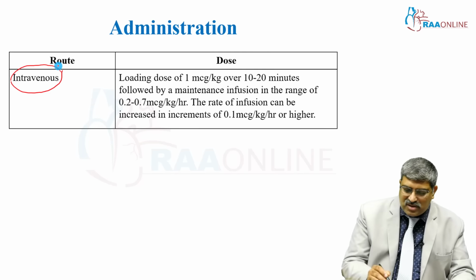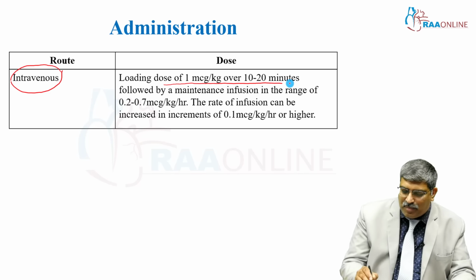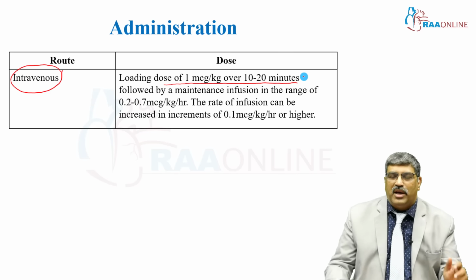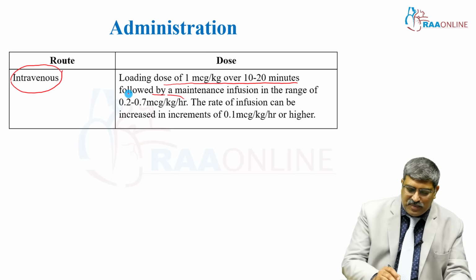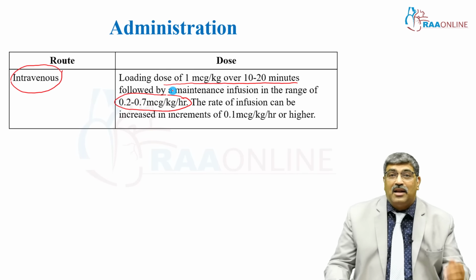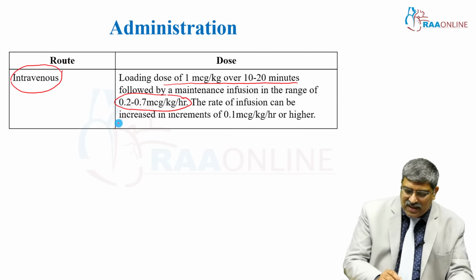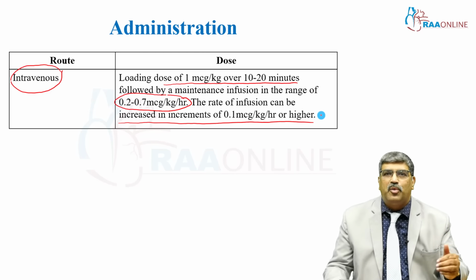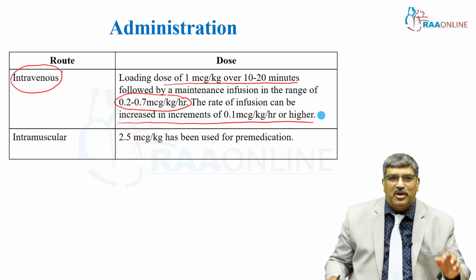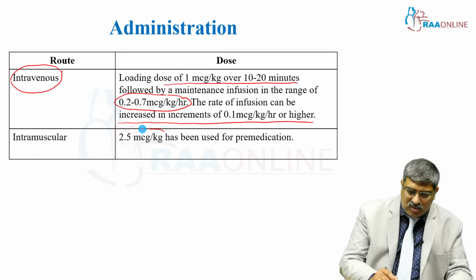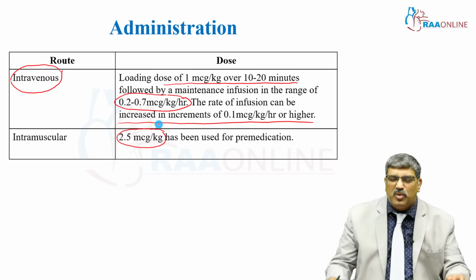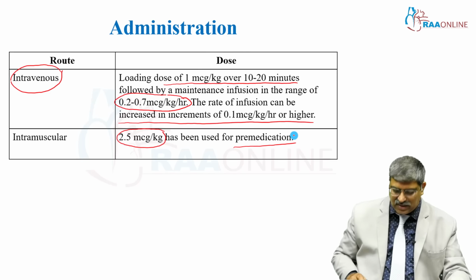The loading dose is usually 1 microgram per kilogram over a period of 10 to 20 minutes, followed by an infusion dose which can range between 0.2 to 0.7 microgram per kilogram per hour. The rate of infusion can be increased in increments of 0.1 microgram per kilogram per hour or even higher. Coming to intramuscular, the dose is around 2.5 microgram per kilogram. Intramuscular is usually used for pre-medication.